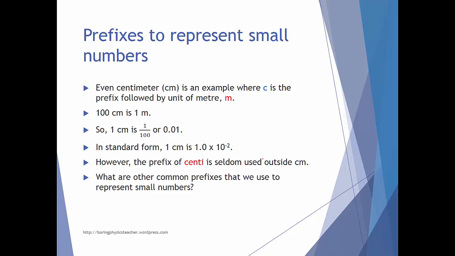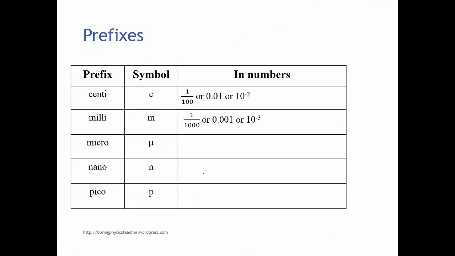Then what other prefixes do we use to represent small numbers? Besides milli, you find that it is micro, nano, and pico. Centi and milli we have already gone through. So micro, nano, and pico. Nano stands for n, pico for p, and micro is a unique symbol, a Greek letter, somewhat like a u.